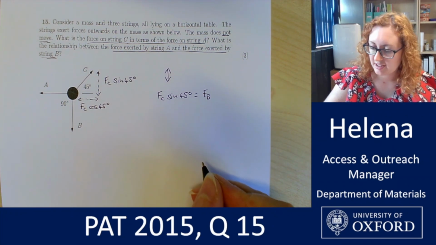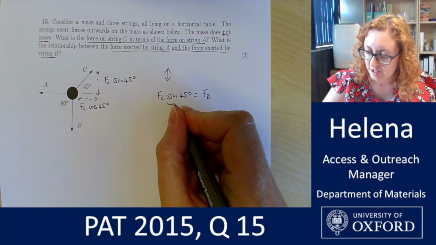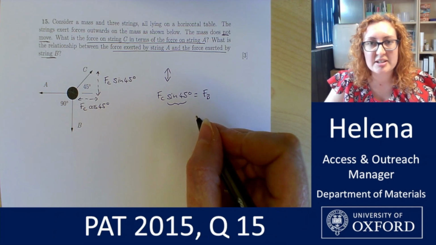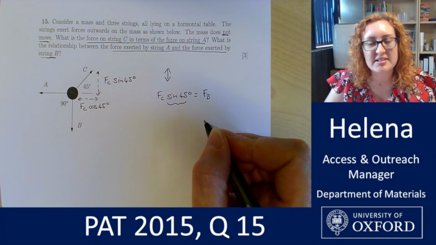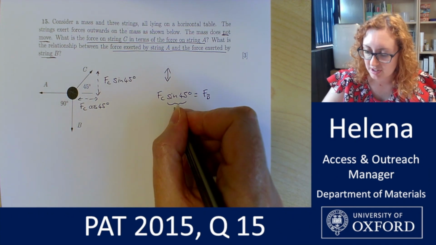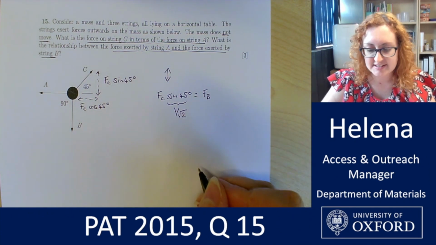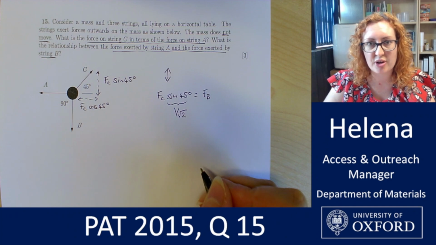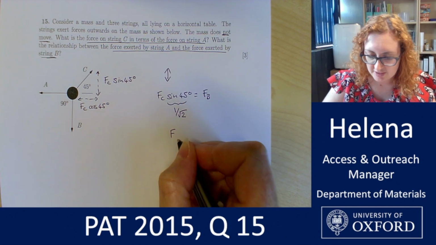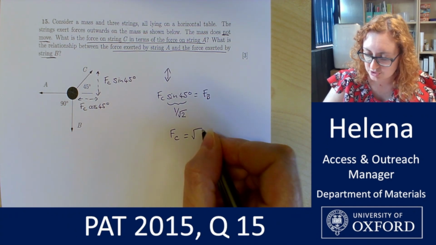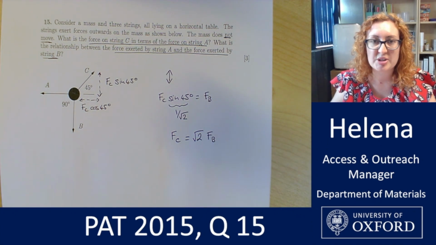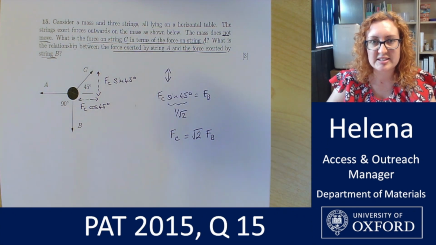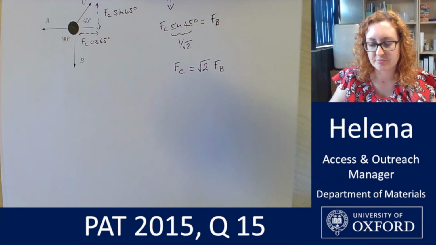Very nice. Okay, so simplifying that, you can pop this into your calculator. We can use calculators now. We couldn't back when this paper was being sat, so this was one that you would have had to remember. Still good to remember that sine of 45 degrees is 1 over root 2. So here we have that Fc is equal to root 2 times Fb. Okay, so that's one expression there from resolving in this vertical page direction here.